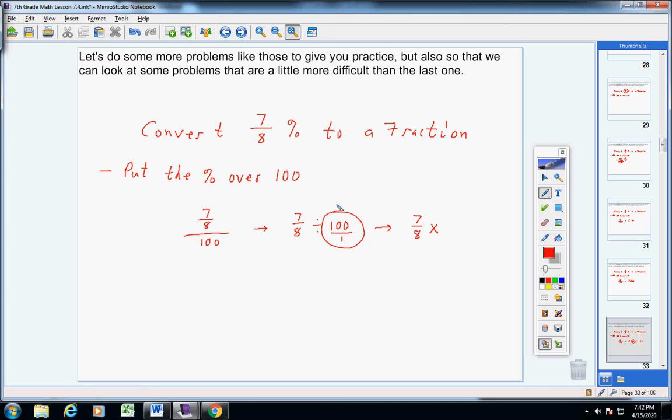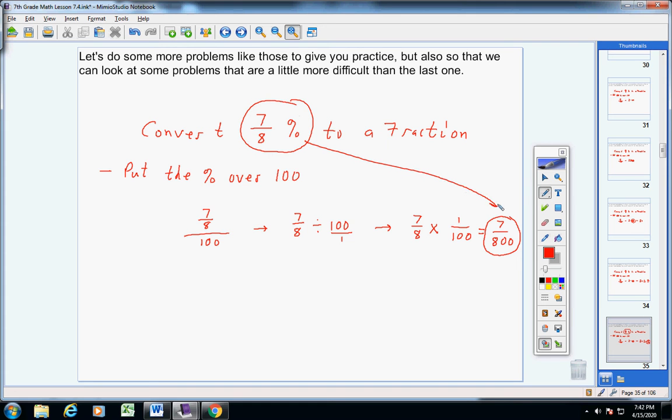We should know that. So 7/8 times, now if you flip this, you'll get 1 over 100. Okay? And then 7 times 1 is 7. 8 times 100 is 800. So you end up with 7/800. There we go. We did that easy. This right here equals this right here. They are the same. Just like 1 yard is 36 inches. They're equal. Alright? Okay, moving on.